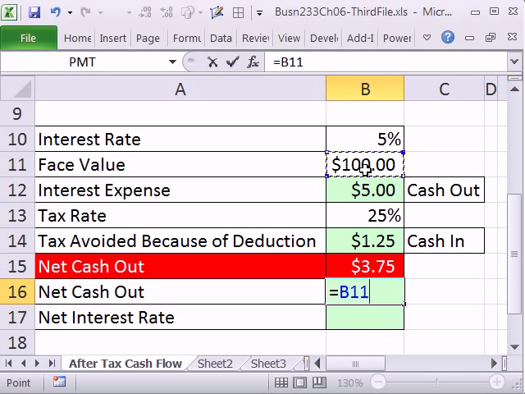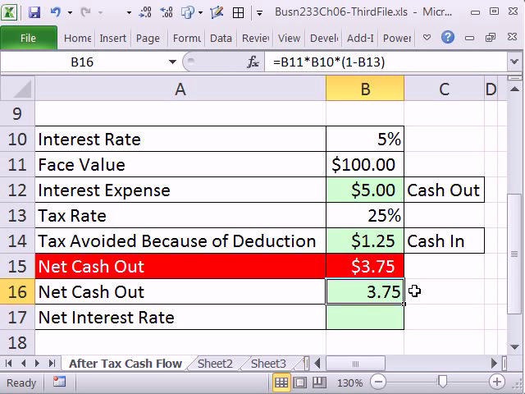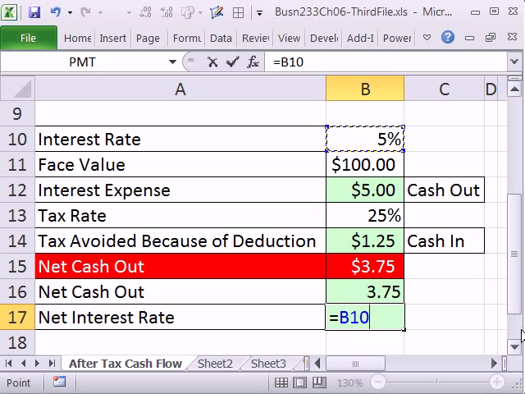Again, we can do the same thing. We can say the 100 times our rate times 1 minus our tax rate. I can see I did an 8 instead of a multiplication. And then finally, again, it's important oftentimes just to take your interest rate times 1 minus your tax rate. And that gives you the net interest rate.